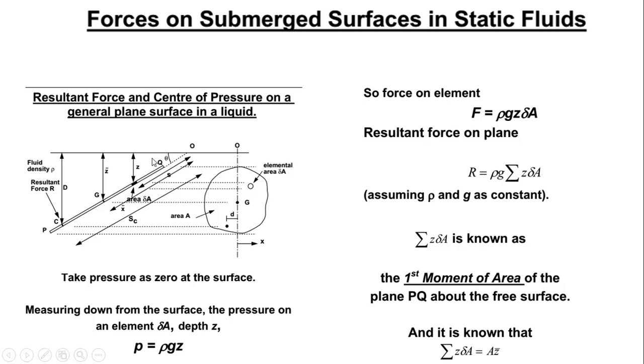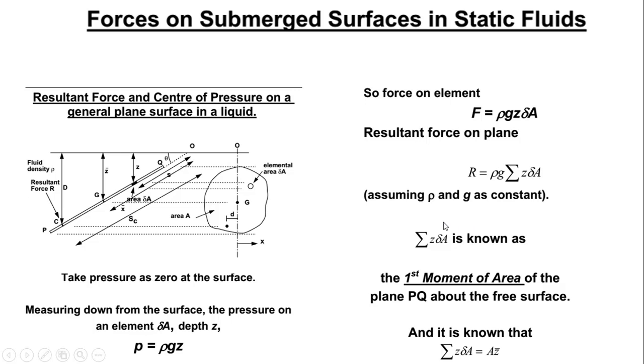So we are going to get rho g times the summation of z. Z is going to change, because z at this point won't be equal to z at this point, and won't be equal to z at the last point here. So z is inside the summation. So we have rho g multiplied by the summation of z multiplied by change in area.